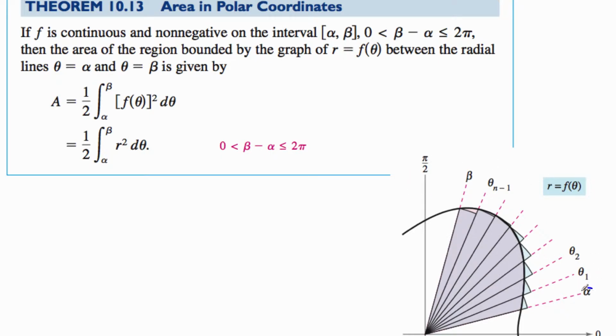So if I start at an angle alpha and I go to an angle beta and I have a function that depends upon what theta is, then suppose I divide this up into n subpartitions and then take the limit as the norm of the partition goes to 0 and add them all up. I wind up with the area as 1/2 the integral from alpha to beta of f of theta d theta. Excuse me, that's f squared d theta. So in general, we just use r. So it's 1/2 the integral from alpha to beta of r squared d theta.